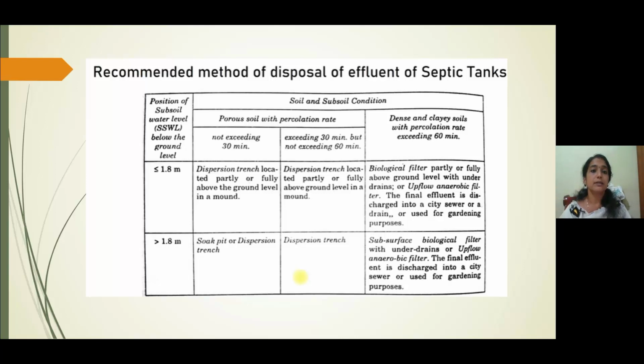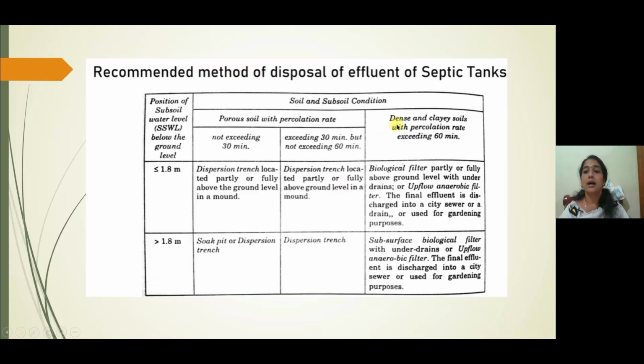This table gives the recommended method of disposal of septic tank effluent. First is the position of the subsoil water level, that is the groundwater level. If the groundwater level is less than or equal to 1.8 meter, then depending upon the percolation rate, if it is not exceeding 30 minutes, a dispersion trench can be used, and exceeding 30 minutes but not exceeding 60 minutes, we can also accept the dispersion trench.